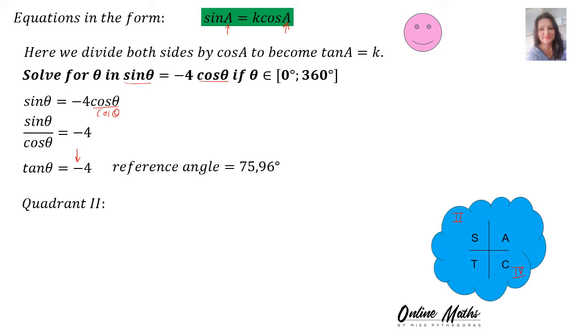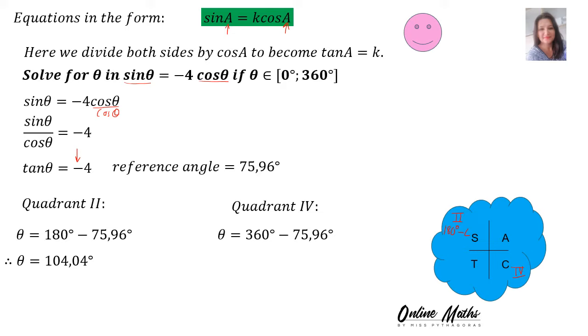So in quadrant 2 and 4, theta is equal to 180 minus reference angle, because the second quadrant's rule is 180 minus reference angle. And you end with theta is 104,04. And then in the fourth quadrant, theta is 360 minus reference angle, because the fourth quadrant's rule is 360 minus reference angle. And your answer, theta is 284,04 degrees.